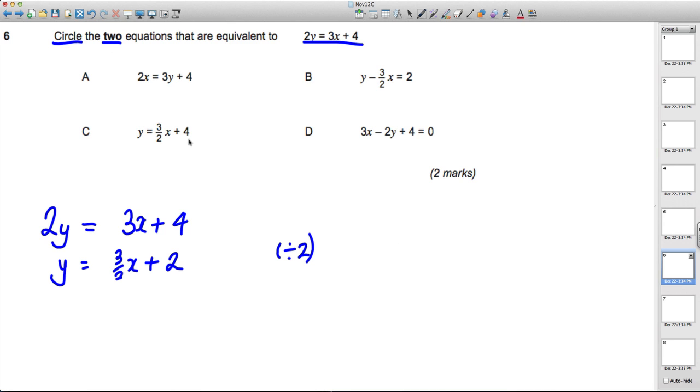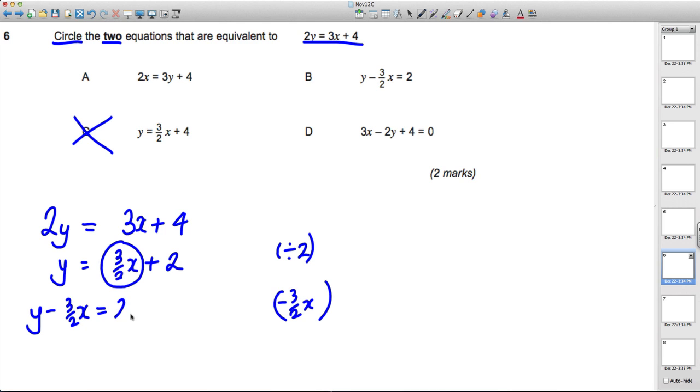Well, this one is 3 over 2x plus 4. This can't be right, so we'll eliminate that. And the only other one it could be maybe this one. And it could be because if we subtracted 3 over 2x off both sides, we would get y subtract 3 over 2x is equal to 2. So we know this one is the correct answer.